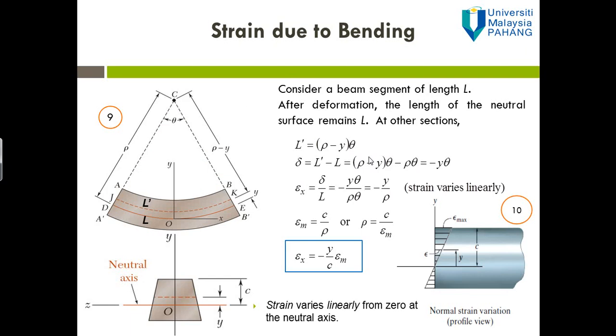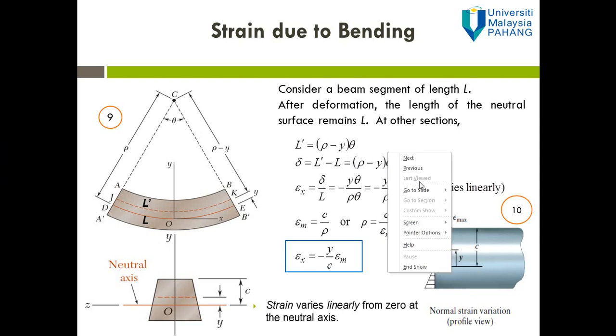Now let's look at how the normal strain, which is the strain in the x direction, is derived from a beam that deforms under pure bending. Let me choose the pen first.